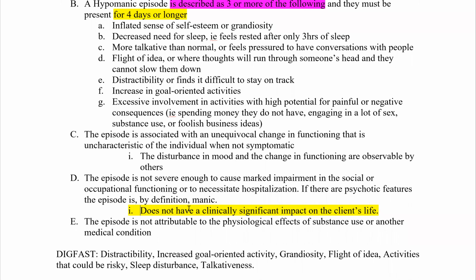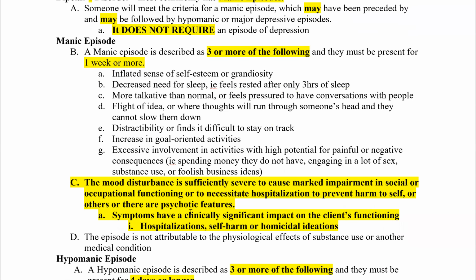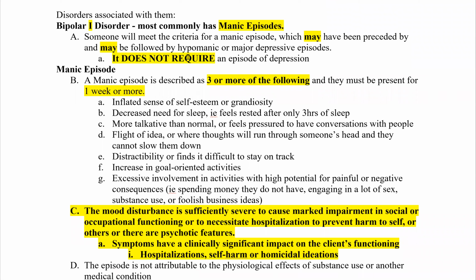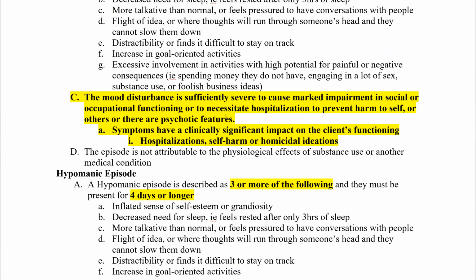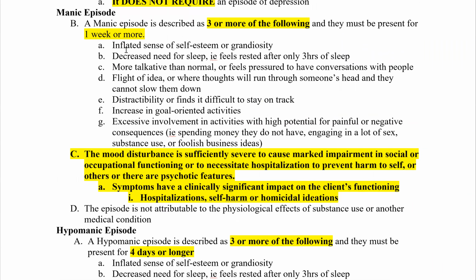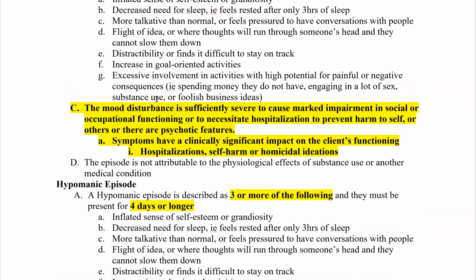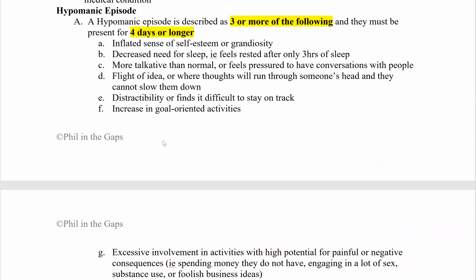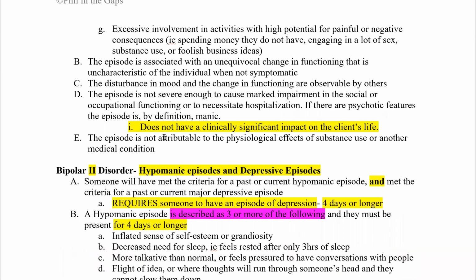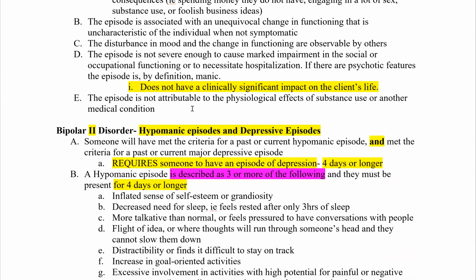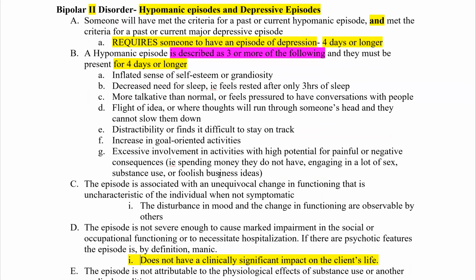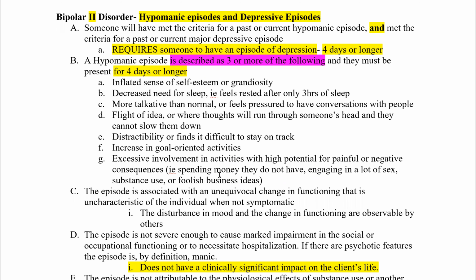And a quick review in between them before we differentiate the overarching differences. Bipolar 1 disorder commonly has manic episodes. It does not require an episode of depression. It can. They will have manic episodes. It has a clinically significant impact on the person's functioning. Bipolar 1 disorder can have manic and hypomanic episodes. And bipolar 2 disorder only has hypomanic episodes, and it requires a depressive episode, and it does not require a clinically significant impact on the person's functioning.